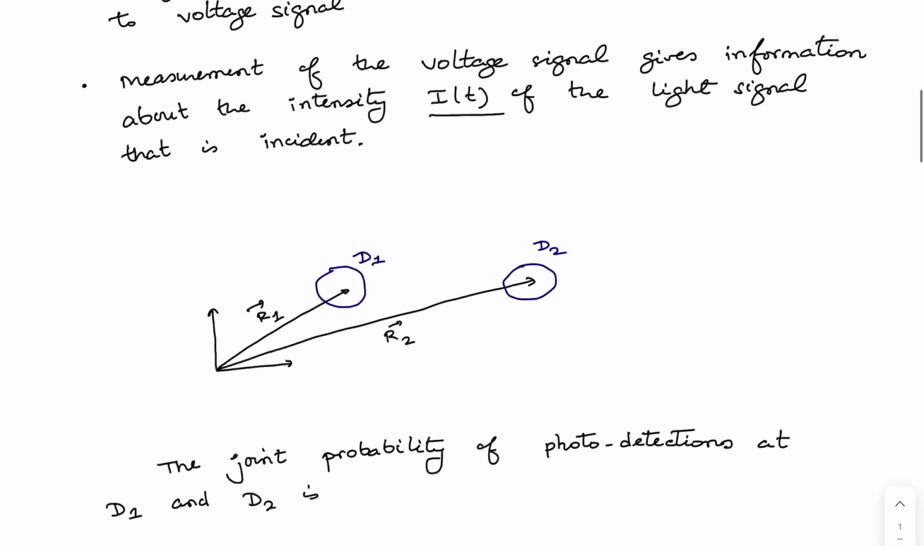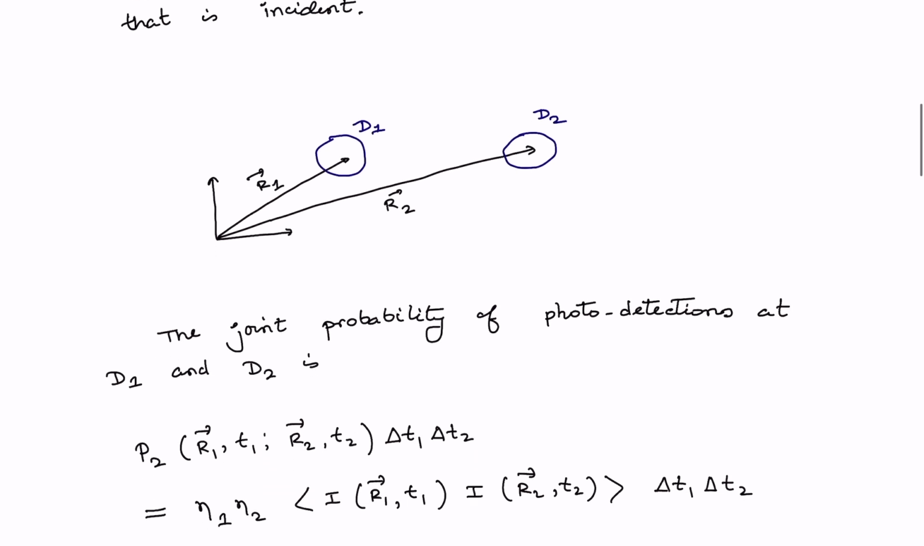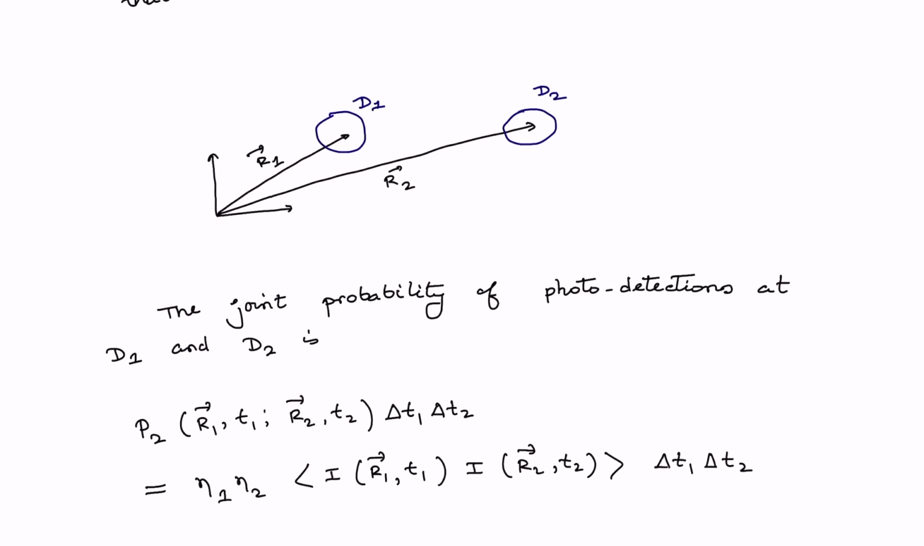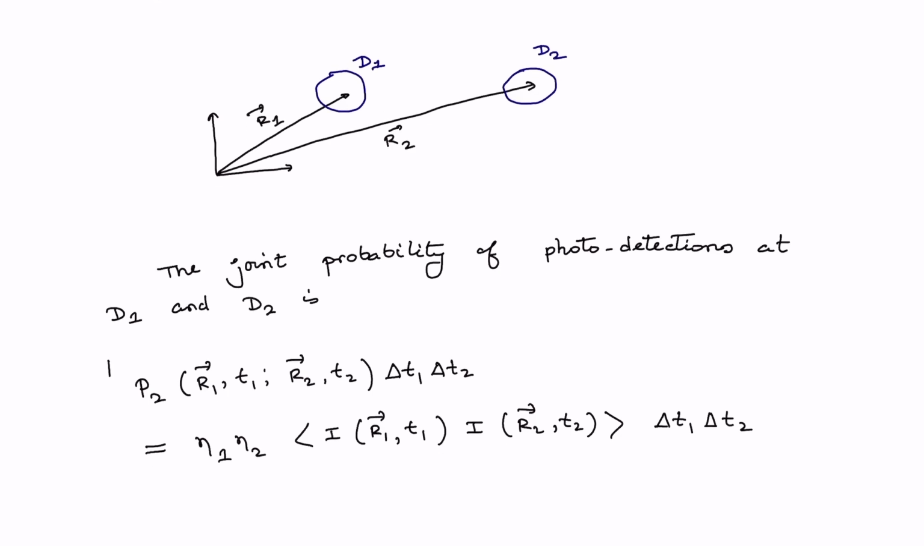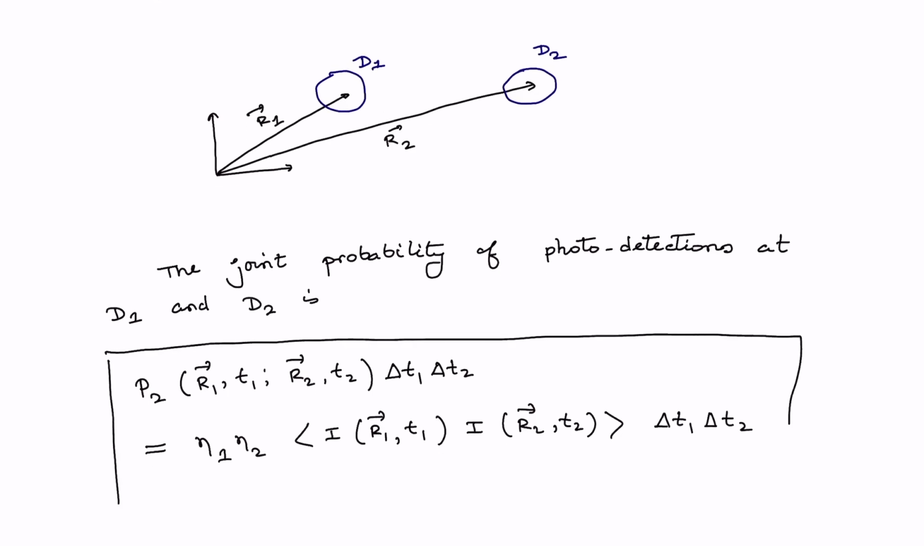Then we considered two detectors, say D1 and D2, and we discussed the joint probability of photodetection at these two detectors located at positions r1 and r2, and the joint probability was given by this expression. At this stage we are considering a semi-classical treatment, and light is still considered to be classical. On the other hand, the atoms in the detector are treated quantum mechanically. This is the joint probability expression, and eta 1 and eta 2 are the efficiencies of the detectors D1 and D2 respectively.